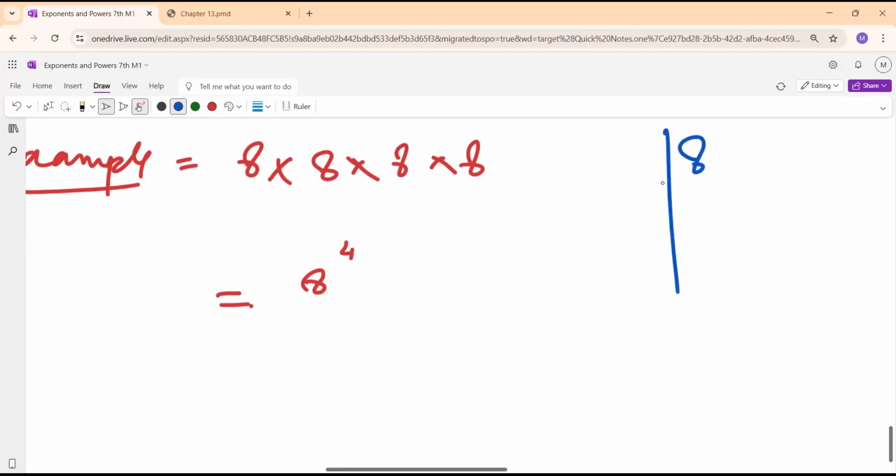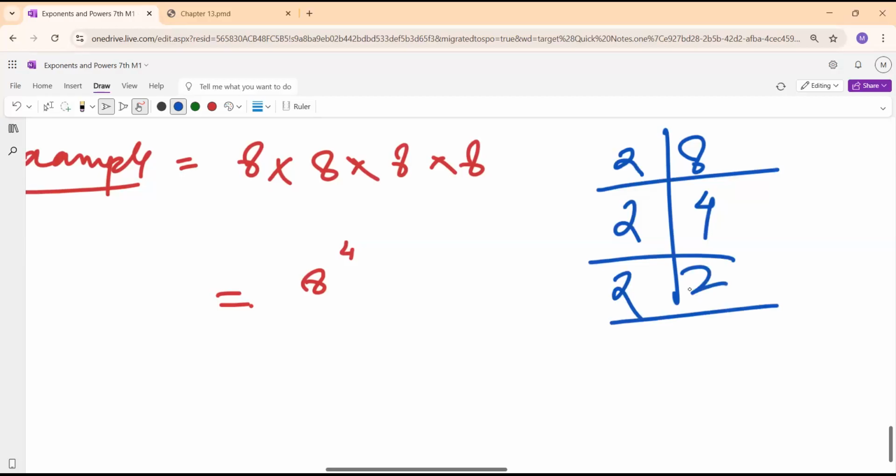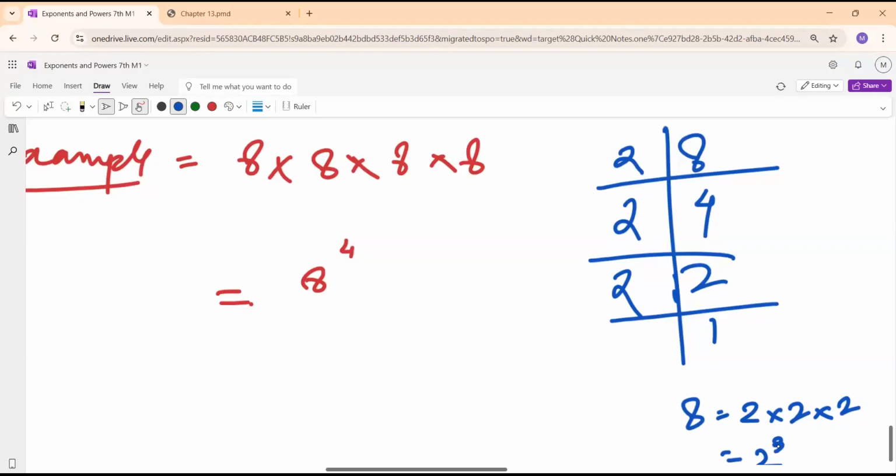Prime factorize 8. So do this for 8. So this would go by 2. So 2 4s are 8. 2 2s are 4 and 2 1s are 2. This is very simple, so I did it fast. So now 8 I can write as 2 into 2 into 2. So that is 2 raised to the power 3. So guys, can I write 8 as 2 raised to the power 3?